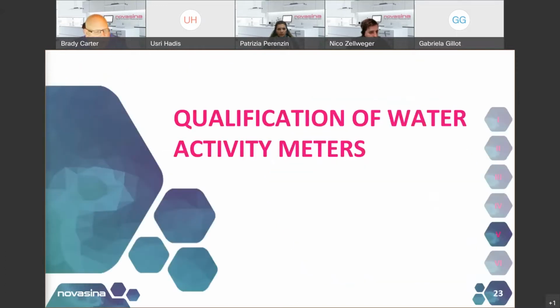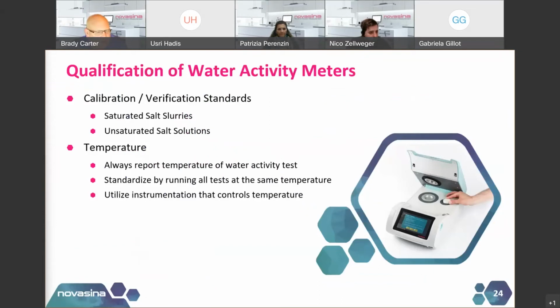Now, in terms of qualifying water activity meters, it's important to determine whether or not these instruments are doing what they're supposed to. The good news is for water activity there's a very straightforward way to check these instruments because saturated salts, slurries, so salts that are at saturation point, have a very specific water activity. For instance, sodium chloride at saturation, water activity is 0.753 at 25 C. And that'll always be true. So you can actually use that and create a slurry and put it in the instrument and then take a measurement on it.